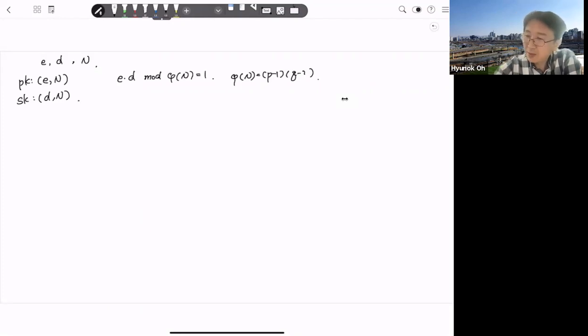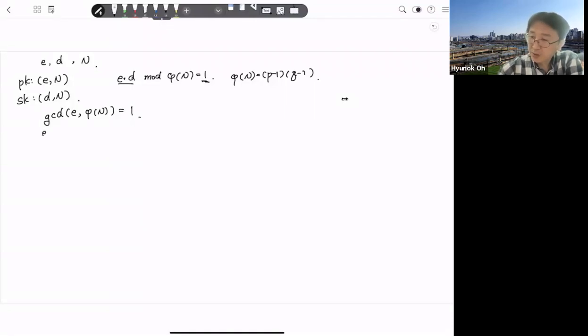So what's the typical value of E? When we are choosing E, it should have an inverse mod phi N, right? Because E times D should be 1. So that means GCD of E comma phi N should be 1, right? So this relation should be satisfied. Instead, E we have to choose.